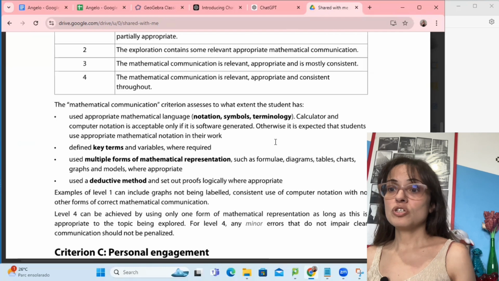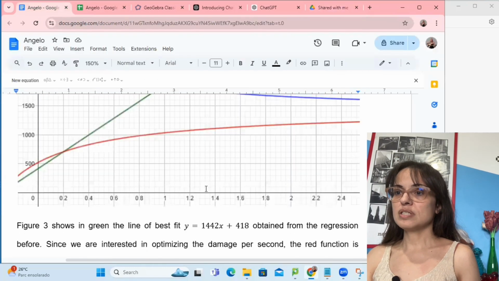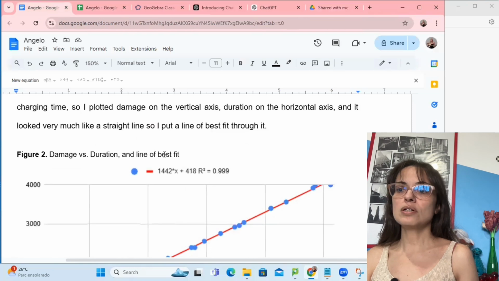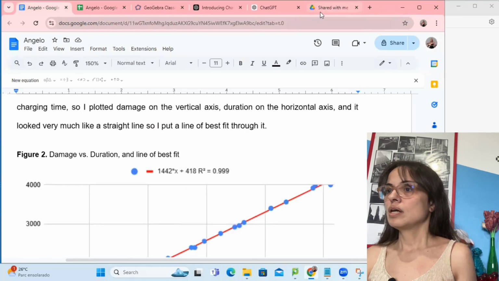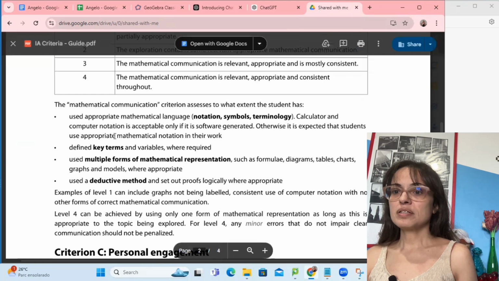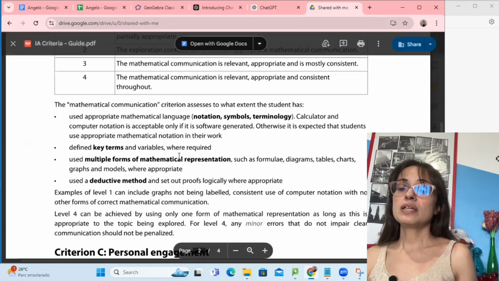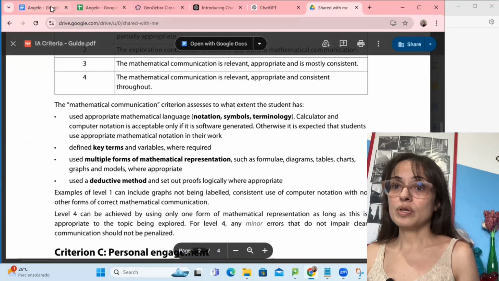Calculator and computer notation is acceptable only if it is software generated. Remember, this is in the picture here. Like I mentioned, this is okay. Everywhere else, it's not okay. Otherwise, it is expected that students use appropriate mathematical notation. Define key terms and variables where required.